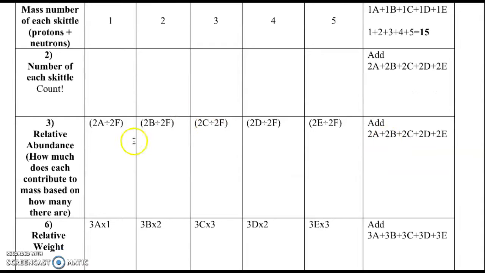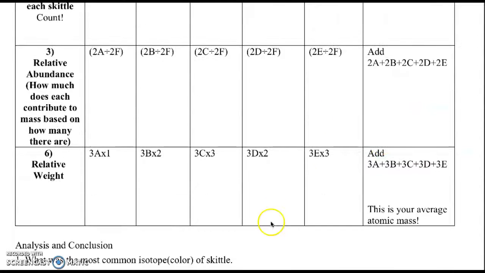This column, you're going to take your number from 2A, so say it was 6 Skittles and you had a total of 40, it would be 6 divided by 40. And then you get a decimal, like 0.15 or something. 2B divided by 2F goes in this one, 2C divided by 2F, 2D divided by 2F, 2E divided by 2F goes right there. And you're going to add all those decimals up to get this box right here.